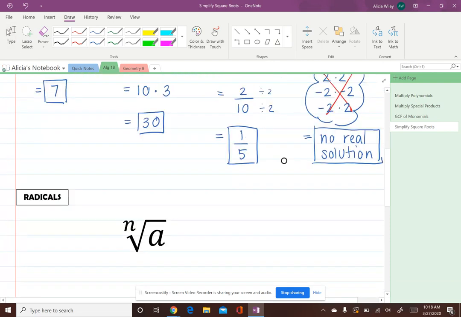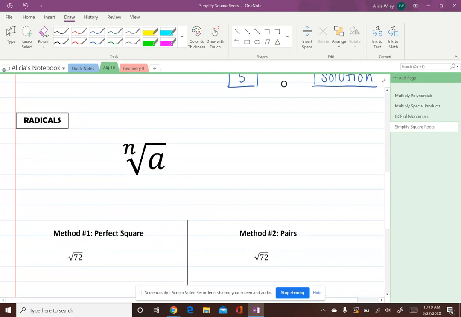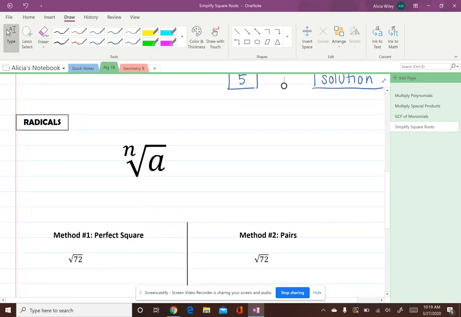Okay, let's talk a little bit more about this symbol that we've been dealing with. So we've been talking about radicals. The ones that I've already gone over are ones that you may have seen before prior to taking Algebra 1. So this symbol here is what we call the radical symbol.